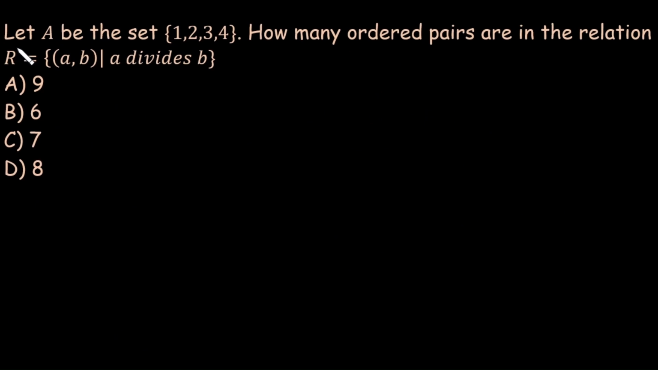Next question we have: let A be a set that contains these 4 elements. How many ordered pairs are in a relation such that we are taking ordered pairs where a divides b? So first we need to identify whether 1 divides 1. Yes. Whether 1 divides 2? Yes. 1 divides 3? Yes. 1 divides 4? Yes. So these are part of the relation.